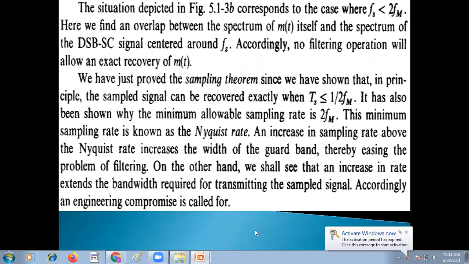Increasing the sampling rate above the Nyquist rate increases the bandwidth of the broadband.